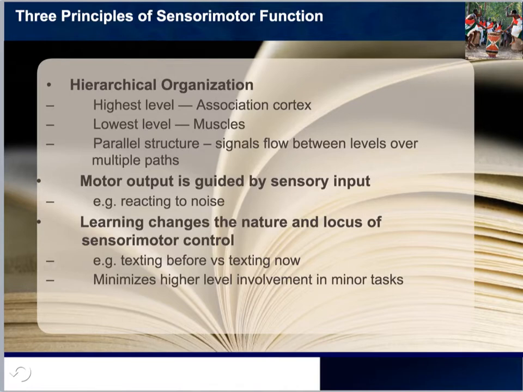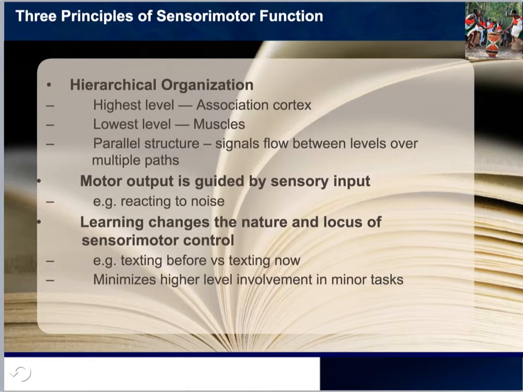It is also important for us to note and keep in mind the parallel structure, that is, that the signals flow between levels over multiple pathways, and this is what allows our brain and many of our senses to be quite resilient. The motor output, which is a behavior or movement, is guided by the sensory input. Our ability to locate where the object or where the sound is coming from allows us to then make an appropriate response to that threat.